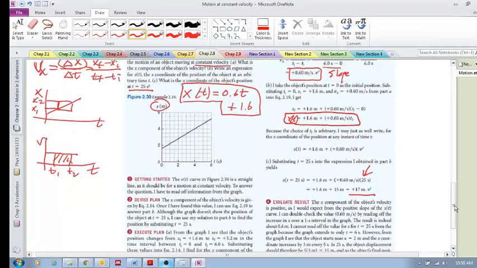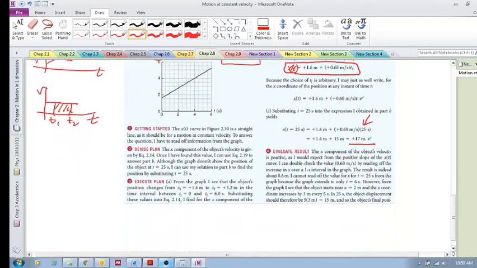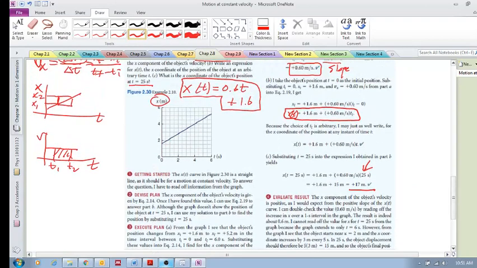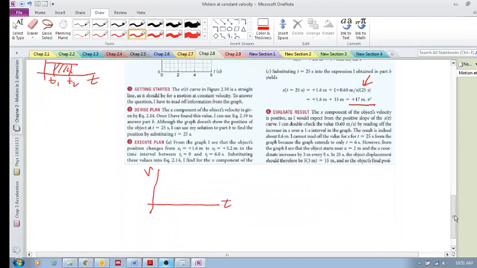Okay, how would you draw this as a velocity time curve? That's my own question. Well, if that's your position time curve, all you need to do is differentiate this. Get the slope of this. And we see that the slope is 0.6. So you would have a constant velocity of 0.6 meters per second.